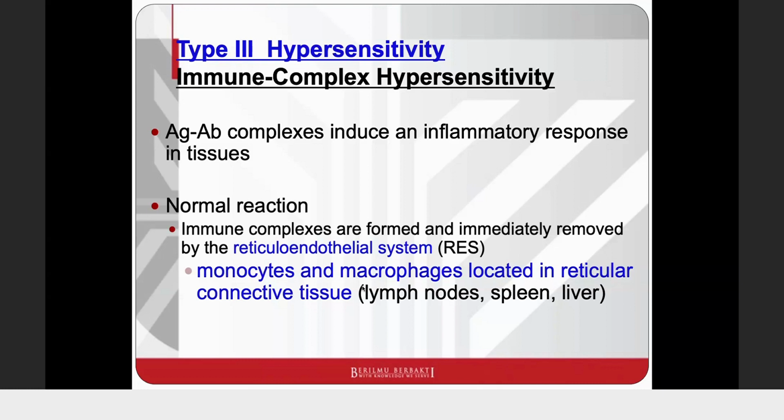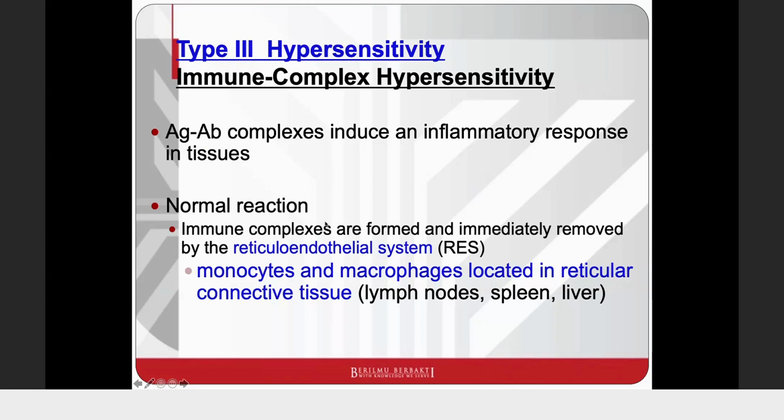Type 3 hypersensitivity is also called immune complex hypersensitivity. The main difference is that the antibody is soluble, meaning it is actually in the blood or in the tissues, freely flowing, right? Compared to type 2, the antigen is on the cell surface, so the antibody is fixed on the cell surface. So when there is soluble antigen and antibody, complexes cause an inflammatory response in tissues.